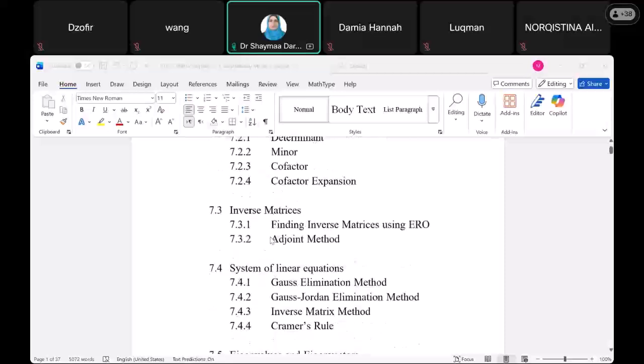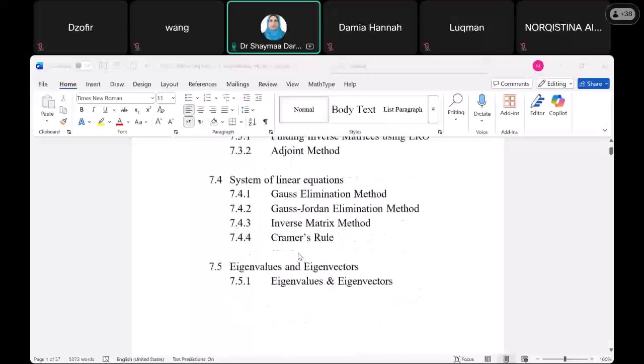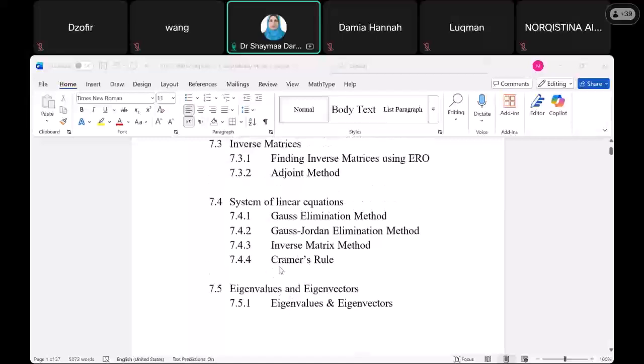We have two methods to find the inverse: using ERO, elementary row operations, or using the adjoint method. Then we will learn how to solve a system of linear equations using matrices, either by the Gauss elimination method, the Gauss-Jordan elimination method, the inverse matrix method, or Cramer's rule. Finally, we will learn about eigenvalues and eigenvectors and how to find them.